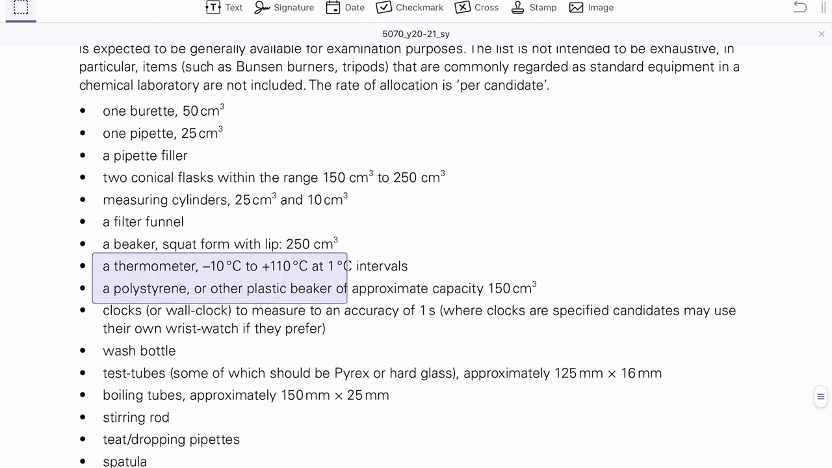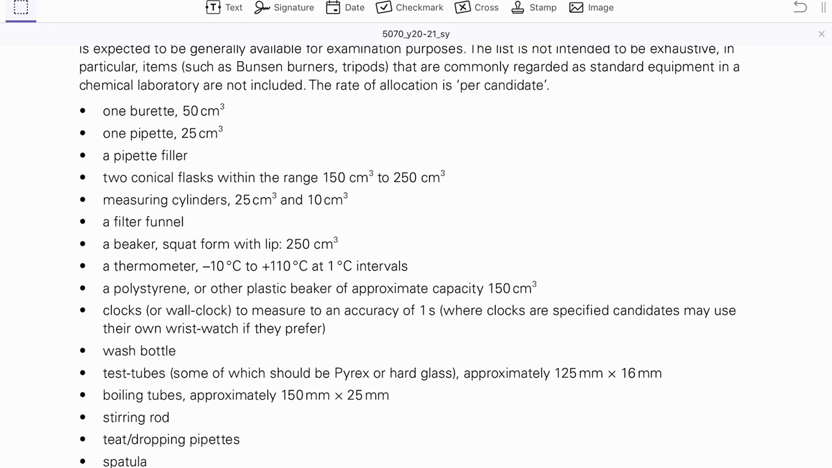A thermometer, a polystyrene cup. So those are typically for measuring temperature changes. And you should know polystyrene is that styrofoam. It's also known as styrofoam cup. They are poor conductors of heat, so they prevent heat loss. So that's one of the main reasons for using them.